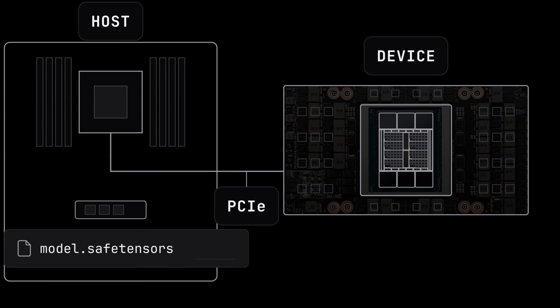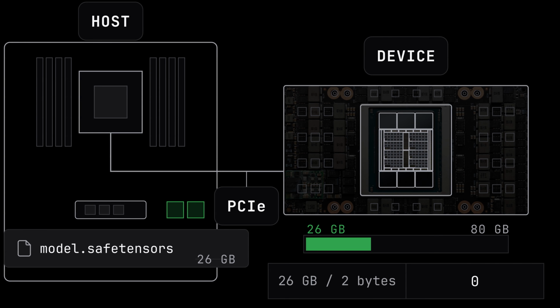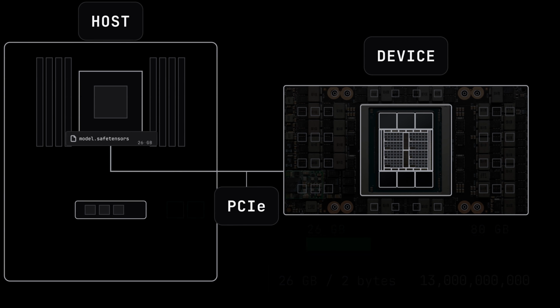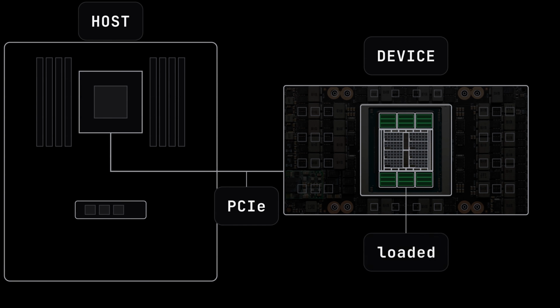Now, the model is a file of numbers on the computer's disk. For example here, let's take a model small enough to fit on a single card's memory, say a 26 GB model. Each parameter is stored in 2 bytes, so a 26 GB file is about 13 billion parameters. The computer reads this 26 GB model from the disk and pushes it down the PCIe interface to the card's high bandwidth memory. The 26 GB cross over the PCIe interface and sit in the card's memory. And that's what it means when someone says a model is loaded. It simply means it's loaded into the card's memory.